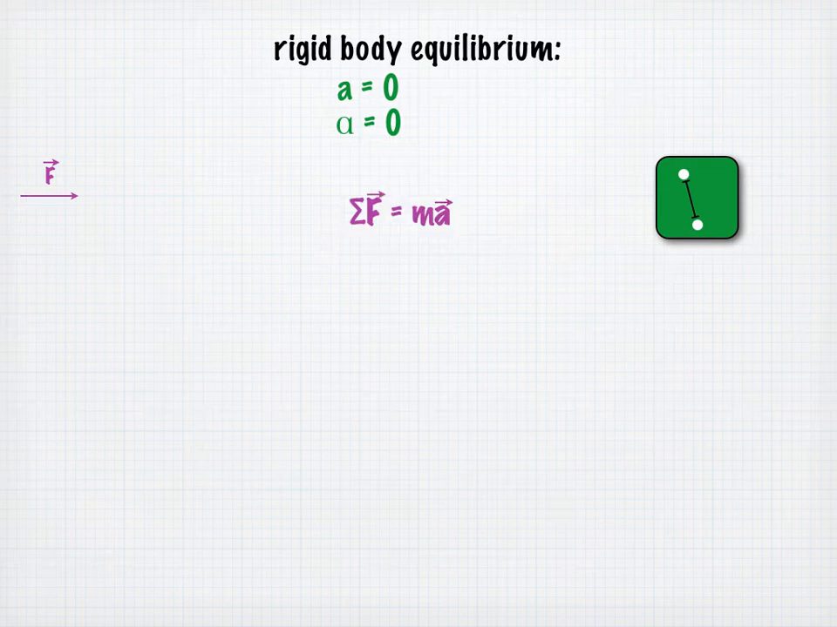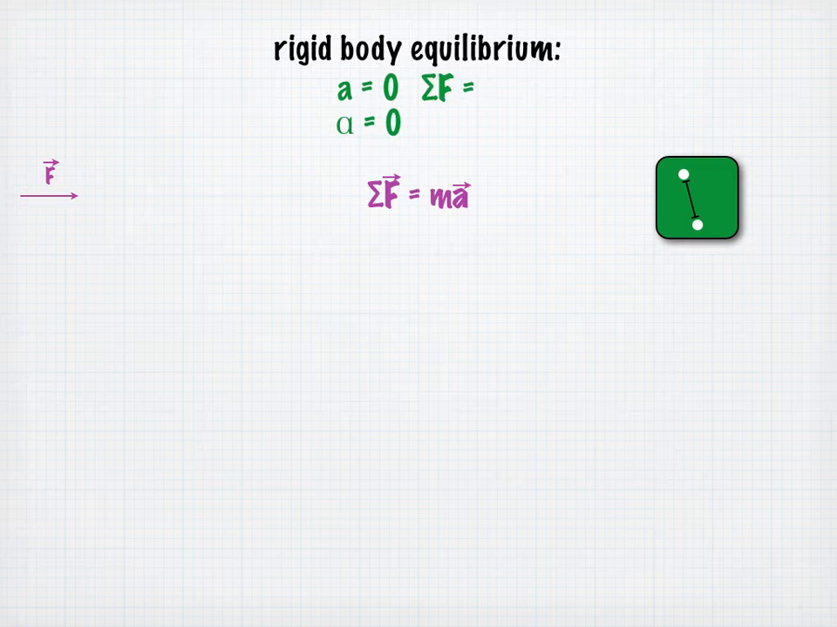Remember Newton's second law? It tells us that an acceleration is caused by a net force. So, for a rigid body to be in equilibrium, the net force applied to it must be 0. Remember that the net force is the sum of all of the forces. So, just because the net force on an object is 0, that doesn't mean that no forces are acting on the object. It just means that the forces in question balance each other out.